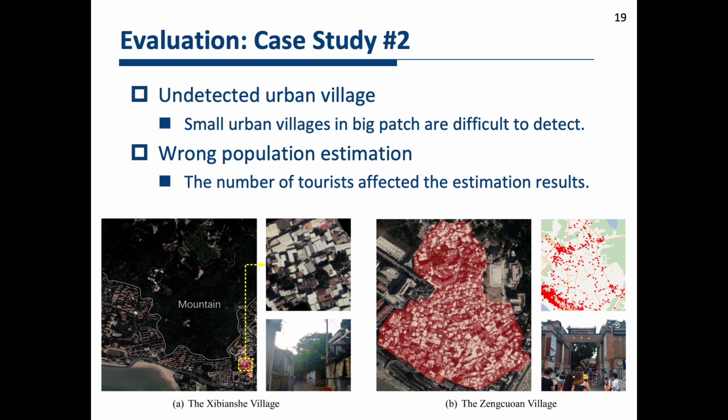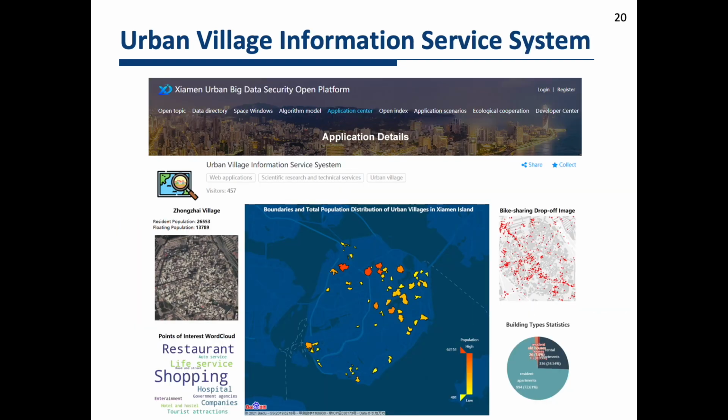On the right, we show an urban village with wrong population estimation. The reason is that the urban village has become one of the tourist attractions, and its human activity is largely affected by tourists instead of reflecting the residential population. Recently, we have also deployed our system on the Xiamen Urban Big Data Security Open Platform to provide information services to urban authorities and the citizens.